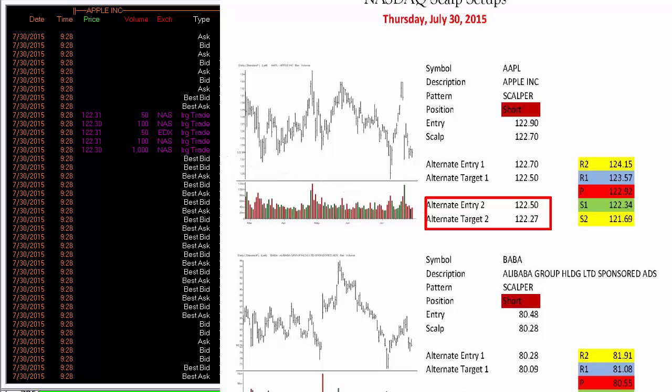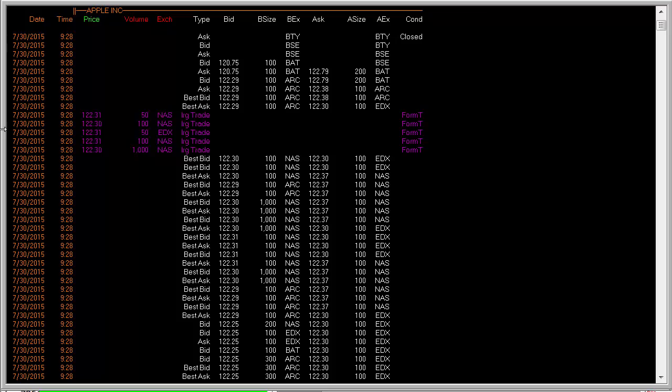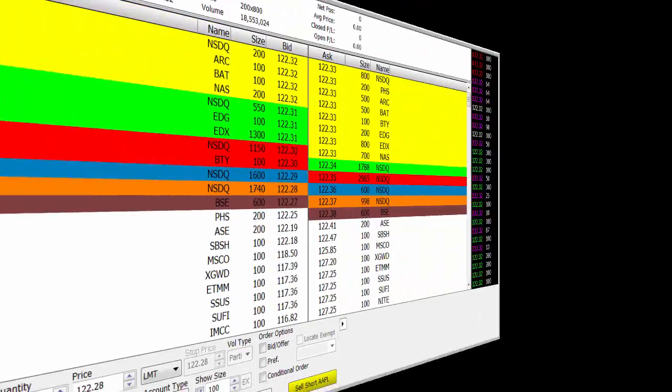What that tells us is that we want to see a move up above 122.50 and then a move back down to our profit target at 122.27. And let's take a look at how to set that trade up just prior to the opening bell.